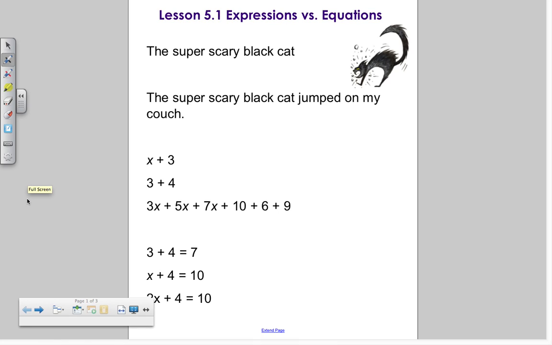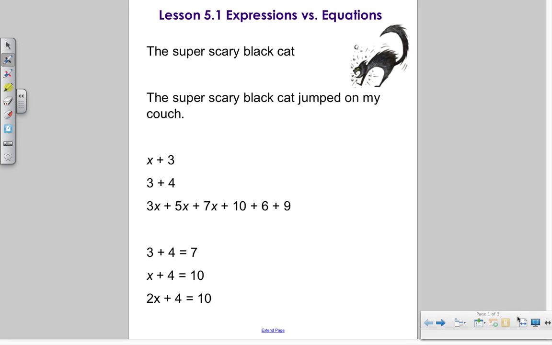Lesson 5.1, Expressions versus Equations. So we've talked about the difference between these two before, but now we're going to really make sure that this distinction is clear. So we've got two things written at the top: the super scary black cat, and then the super scary black cat jumped on my couch. The difference between those two is pretty obvious probably to you.